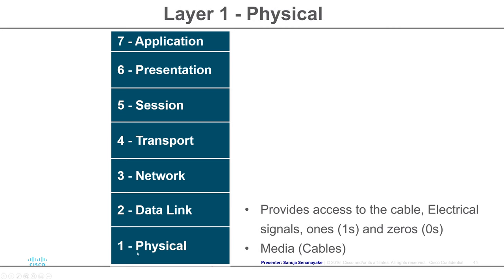And finally, the bottom layer, which is layer number one, the physical layer, which provides access to the cable, electrical signals, ones and zeros, so that it can communicate between different devices. It also includes the media itself, such as whether you're going to use fiber optics or electrical wires to communicate with each other.